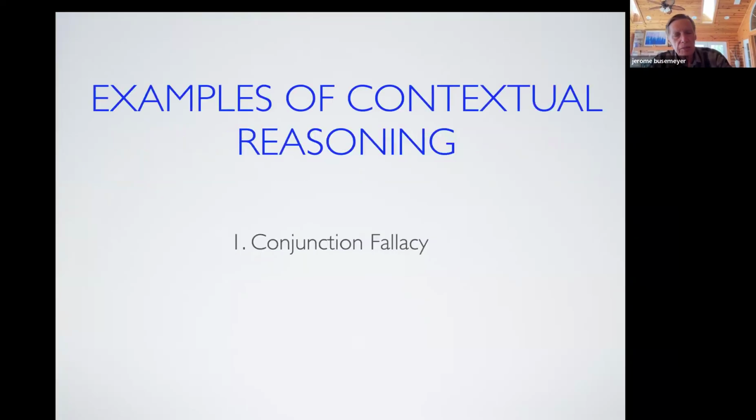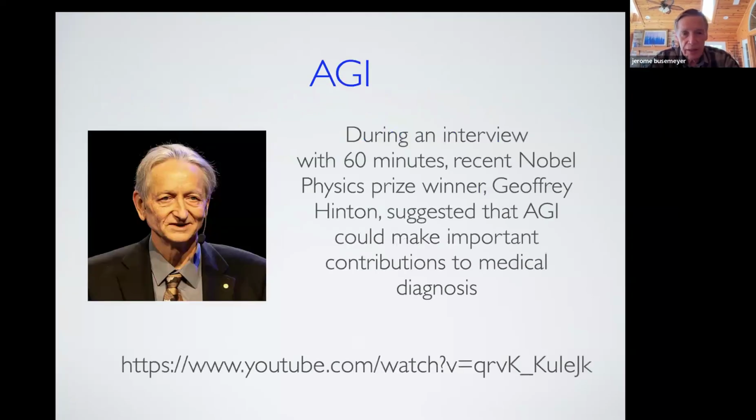So let me start with some examples of contextual reasoning to make this a little more concrete. Let's take a look at what we call the conjunction fallacy. This is a well-studied phenomenon in cognitive psychology. It was originally discovered by Kahneman and Tversky in 1983. But before I get to some of their experiments, let me start with an interesting example, an AI example, a large language model example.